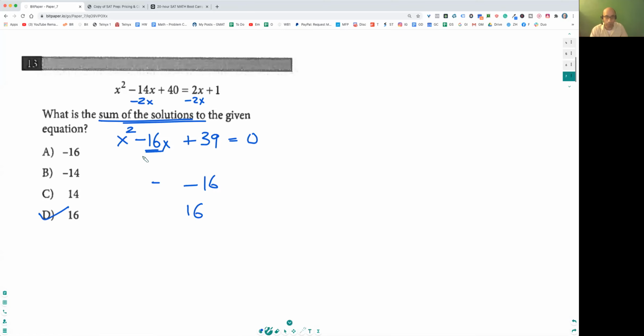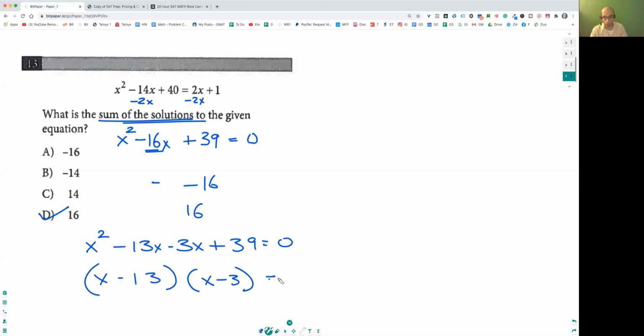Okay, you can factor it, and we're going to look at it. It's a good idea to understand how to factor it. So how do you factor this? You take 39 and you break it into factors such that the sum is 16, right? And so that's 13 and 3, and 39 is equal to 0. And so you can write this as x minus 13 times x minus 3, right? And so the roots, the solutions, are 13 and 3, and then you add them, you get 16.